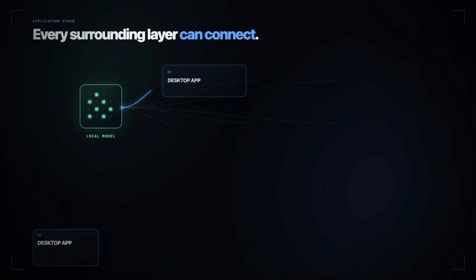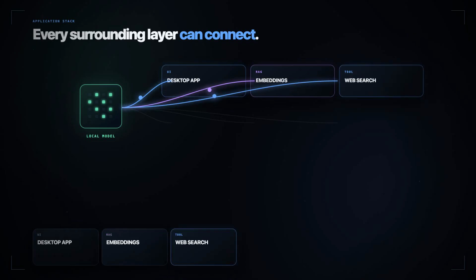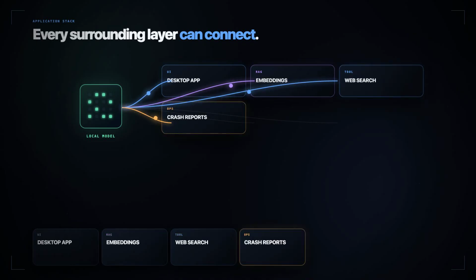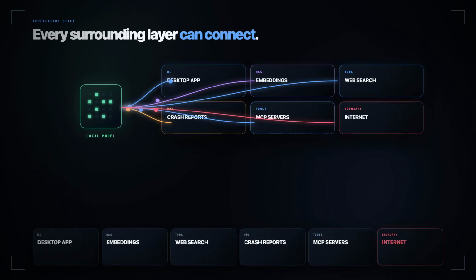Around it may be a desktop interface, a model downloading service, an embedding model, a vector database, web search, analytics, crash reporting, plugins, MCP servers, cloud storage, and automatic updates. Any one of those layers can create a network connection, even when the language model never leaves your computer.